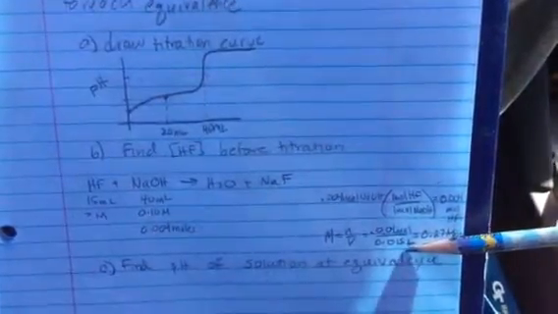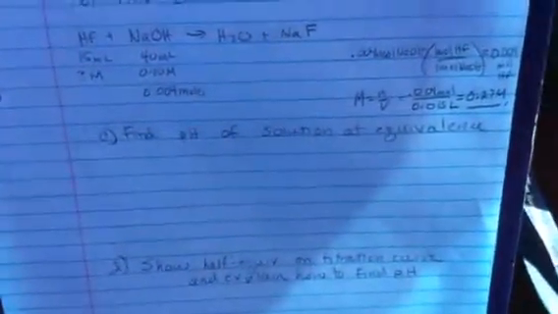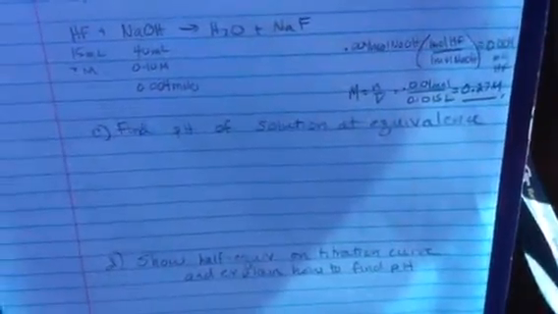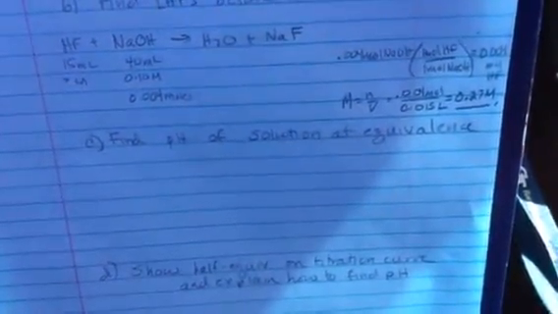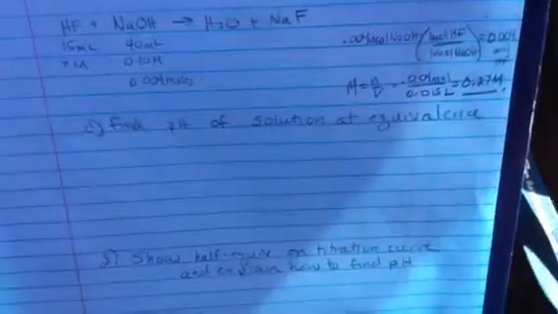And that means that there must have been 0.004 moles of the HF. And 0.004 moles of the HF divided by the number of liters we had gives us 0.27 molar of the HF. Now we haven't done any pH calculations. We'll do that next. So the next two questions say, find the pH of the solution at the equivalence and show the half equivalence on the titration curve and explain how to find the pH.